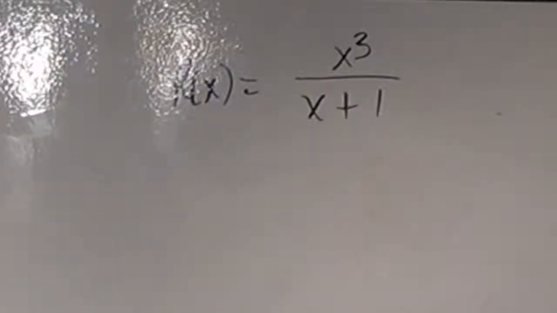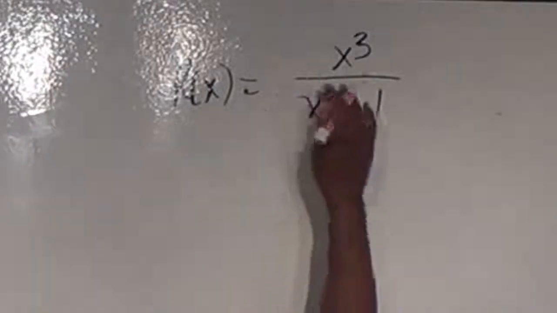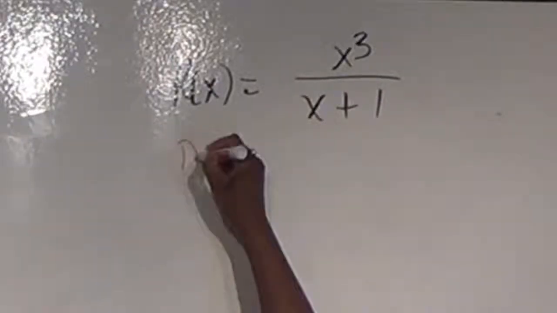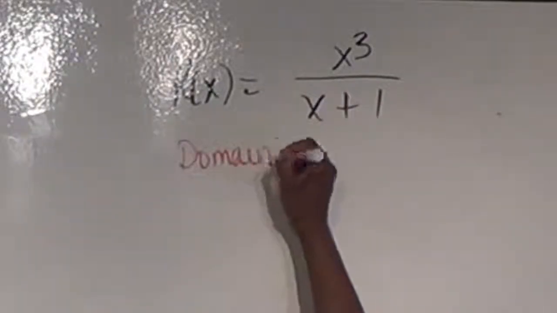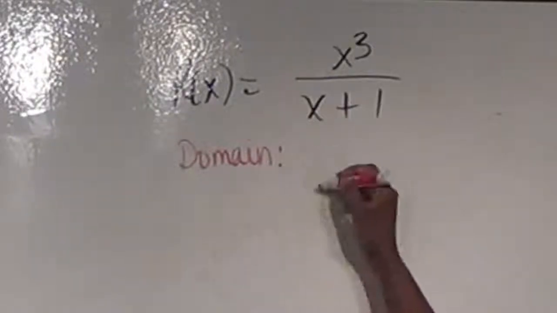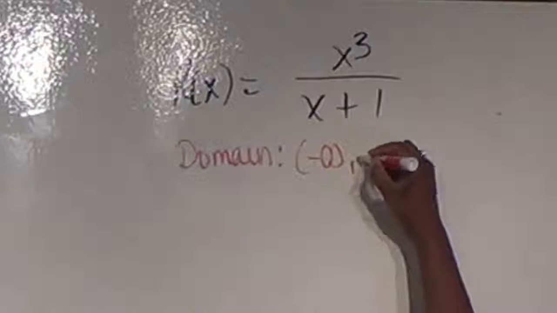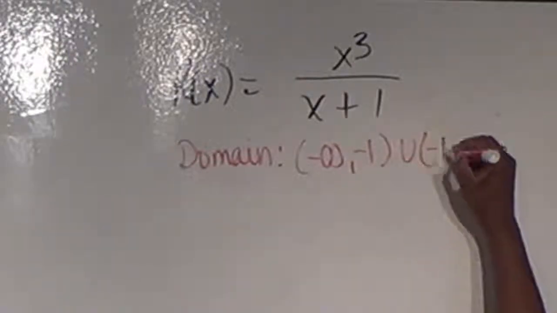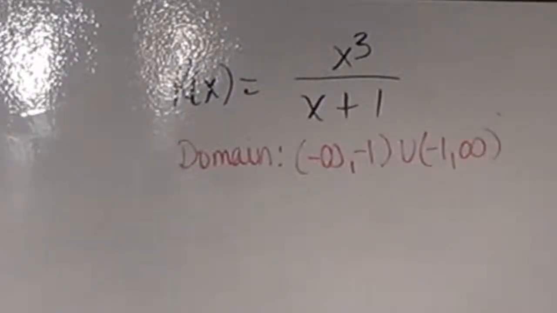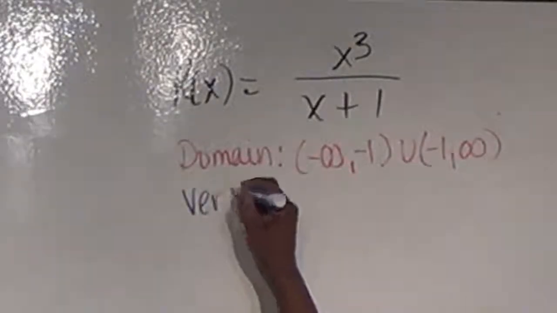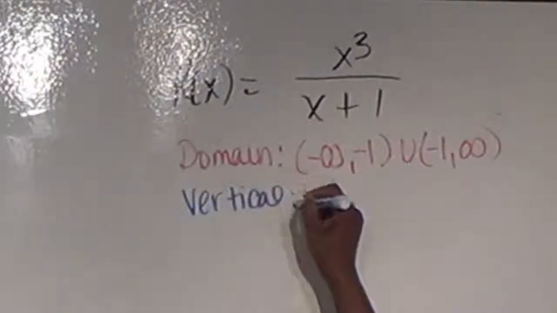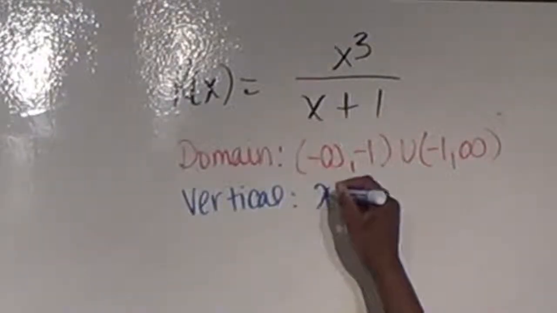Let's look at one last example. Here I look at my function x cubed over x plus 1. We can see the domain. Again, linear in the bottom there. The domain is just where x does not equal negative 1, so we'll exclude that from the set. Which means I only have one vertical asymptote at x equals negative 1.